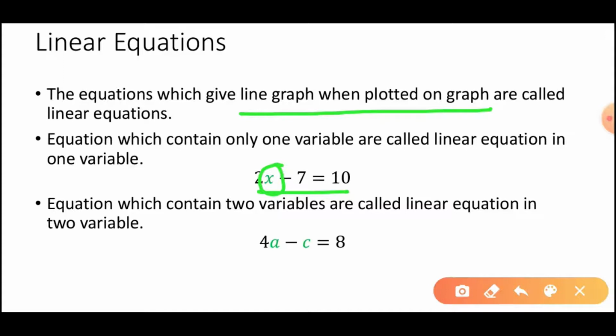Next, what will be the two variable equation? Obviously the one which contains two variables in the given equation, such as 4a minus c equal to 8, in which we have two variables a and c.